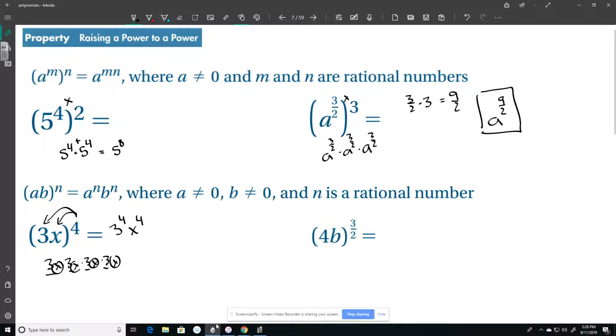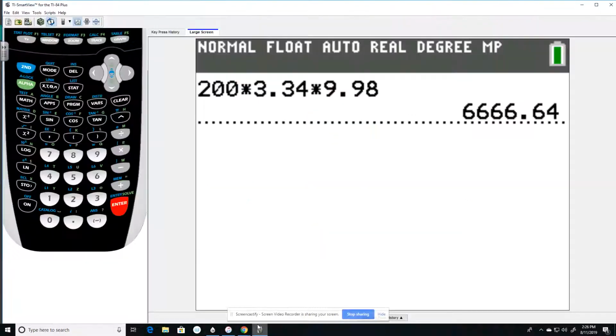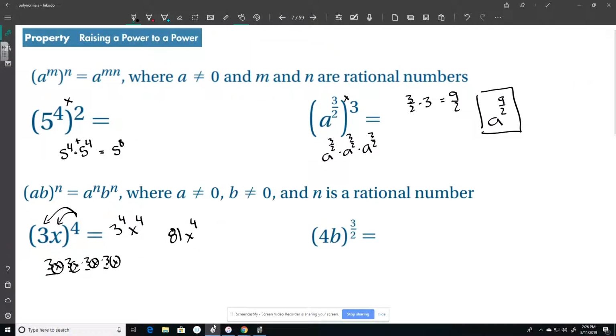3 to the 4th, we know what that is. That's 81. So this is just 81x to the 4th. And if you don't remember how to do that on your calculator, 3, use the little caret button to raise it to the 4th power, hit enter, and it becomes 81. So 81x to the 4th would be your answer there.